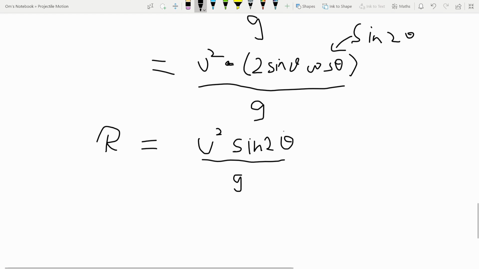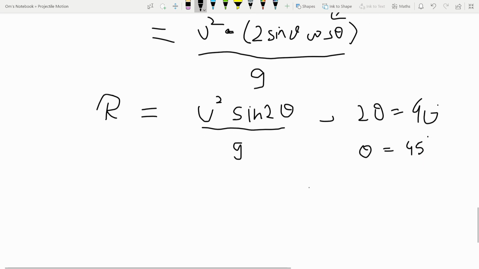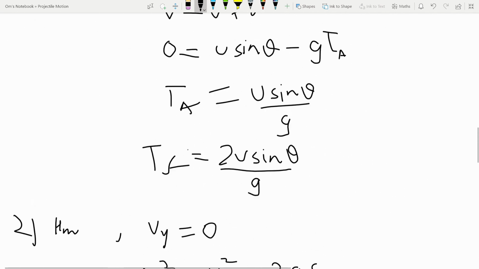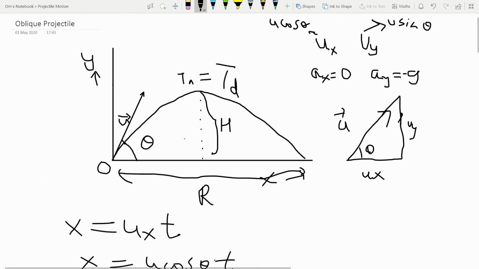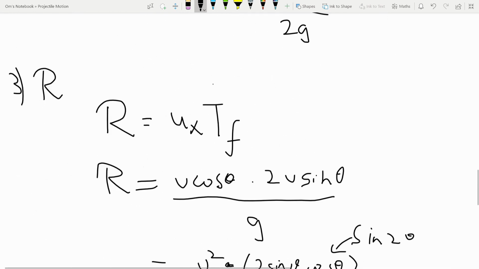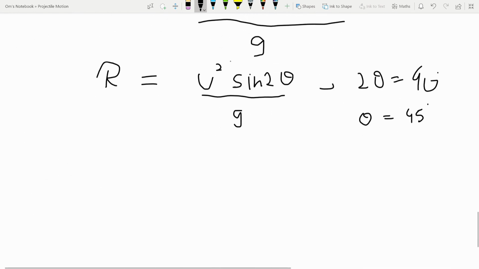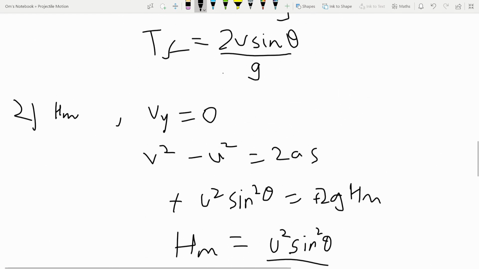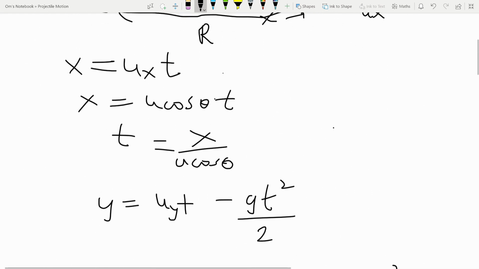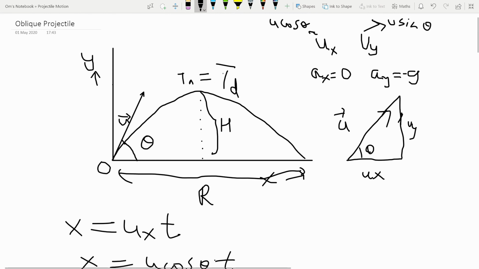And of course we know that maximum is achieved when the argument of the sine function is actually 90 degrees. So we can say 2 theta is equal to 90, or pi by 2 as you would use in radians. So theta is equal to 45 degrees. This tells us that the projectile will cover the most distance horizontally when this angle over here is 45 degrees, and the same thing can also be derived by differentiating the function and finding the critical points and so on.